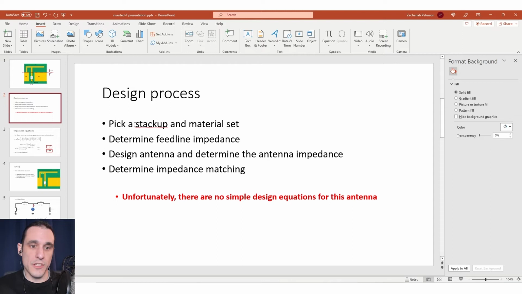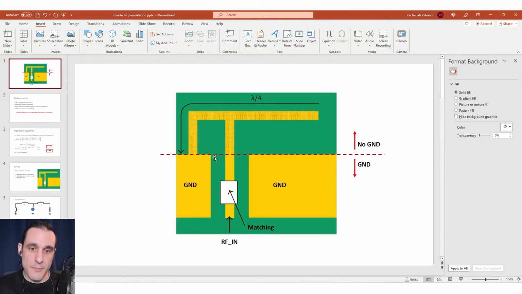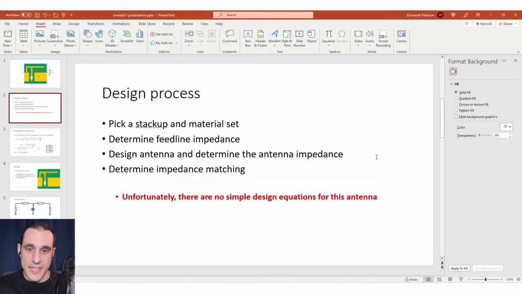First, we would have to, of course, pick a stack up and a material set. Then we would want to determine the impedance of our feed line based on that stack up and material set. So we would want to determine this feed line impedance. Generally, the drivers that you're going to use, whether it's from an RF capable microcontroller or a power amplifier, are going to be matched to 50 ohms. So then you're going to want to determine a 50 ohm sizing for this trace. Then you can design the antenna and determine the antenna impedance, and then of course determine any impedance matching.